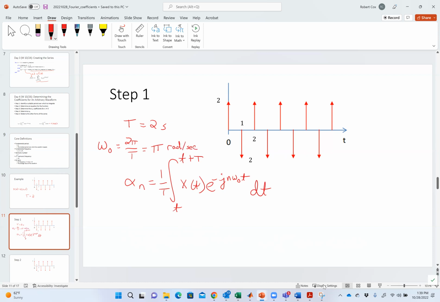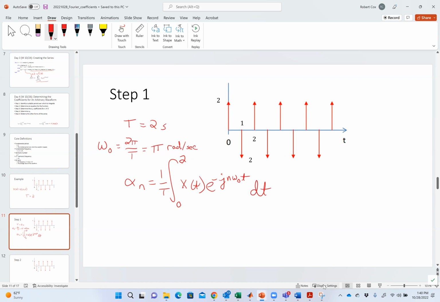So I look at that thing here. What's a suitable period over which to integrate? Should I start at 0 and end at 2? I like starting at 0, right? But it's a little weird to do that, because if I said, let's integrate from 0 to 2, what's the problem with that? The pulses are on the boundaries. It's going to be kind of undefined.